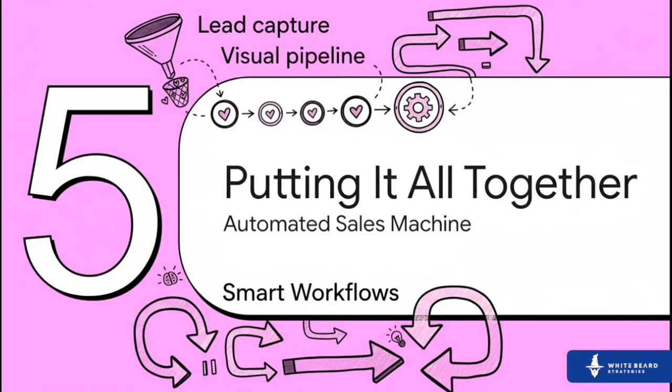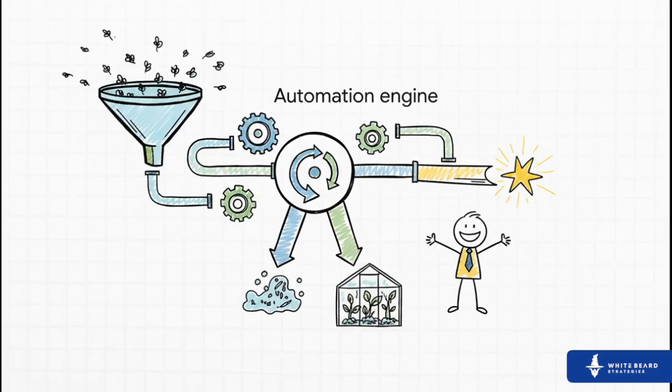So let's just put all the pieces together here. We've got our lead capture, our visual pipeline, and our smart decision-making workflows. What does that actually create when you combine them? The result is a true sales machine. Leads are automatically captured and organized. They get instant, intelligent follow-up. And maybe the most important part is your sales team can stop chasing down every single person and focus only on the hottest prospects because the system has already done all the sorting for them.